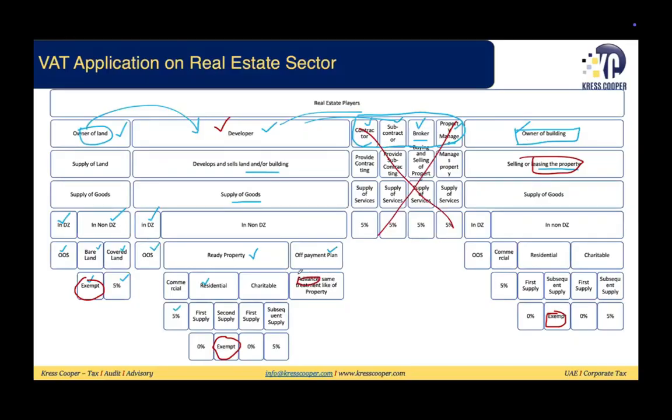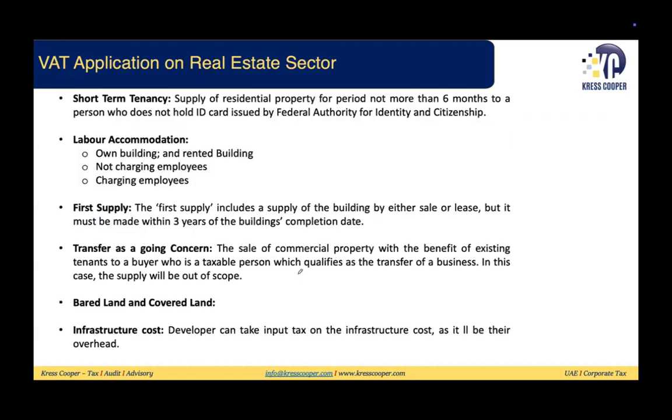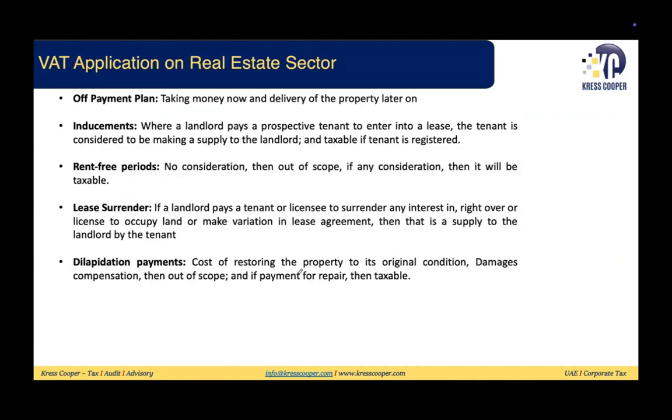Off-plan payment plan is an advance. Whenever the developer is getting the advance and making the delivery of the goods later on, they need to issue the tax invoice within 14 days from the date of receipt of advance. Within 14 days, they need to issue the tax invoice, and the treatment will be the same. If it is a residential building, 0% invoice. Commercial building, 5% invoice. This is the off-plan payment plan, taking money now, giving the delivery of the property later on.